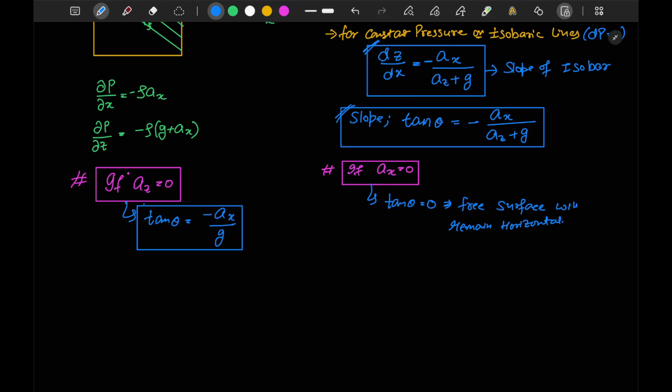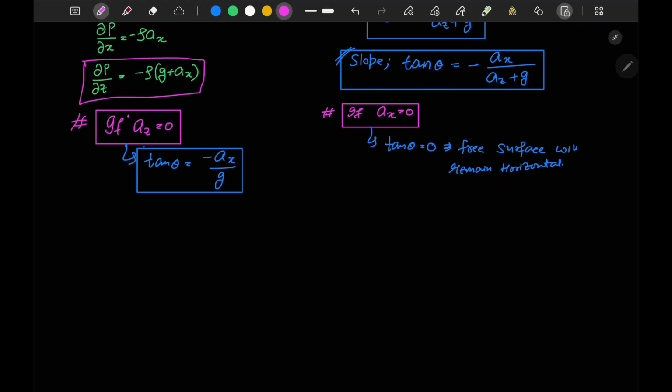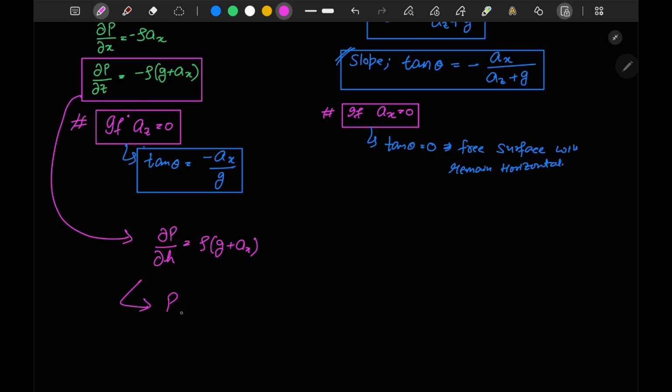And if I take this equation into effect, from here I can write the pressure gradient. If I integrate this, and instead of g I write h, del p by del h is equal to rho times g plus az. So the pressure at any point inside the accelerated vessel is equal to rho times g effective times h, where g effective is g plus az, times h.